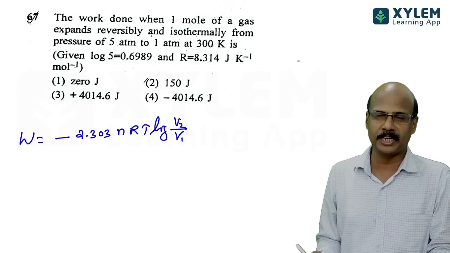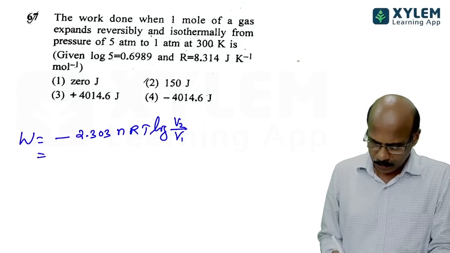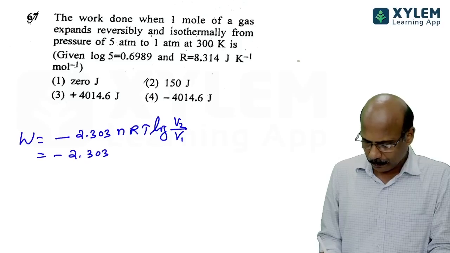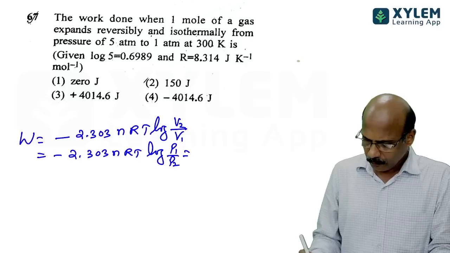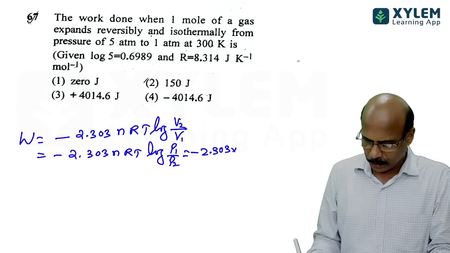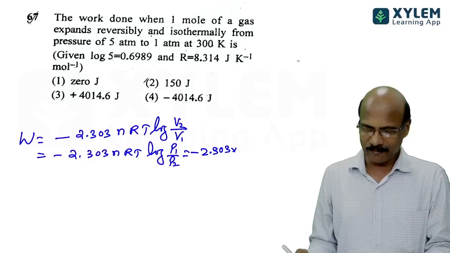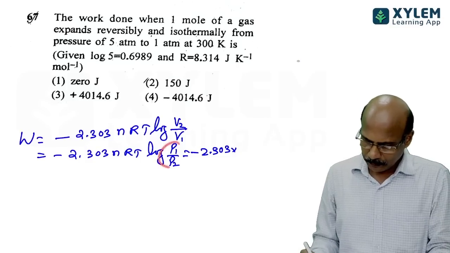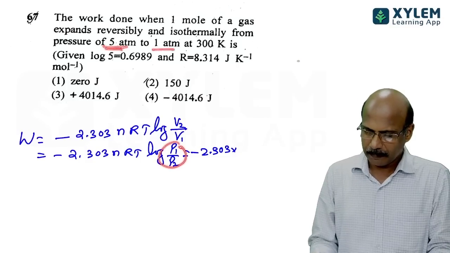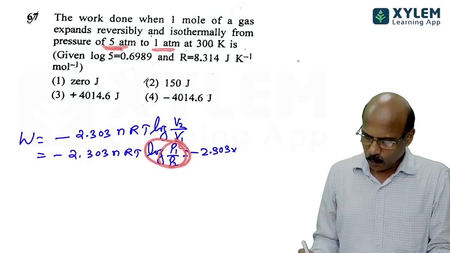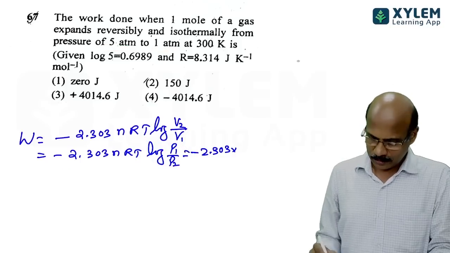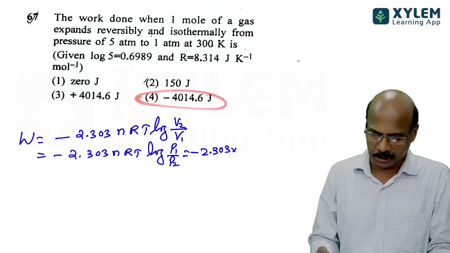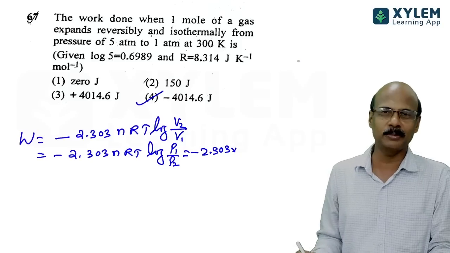So V2 by V1 can be written as P1 by P2 also. The same can be written as minus 2.303 nRT log P1 by P2. Here, minus 2.303 into, you got the answer, right? Why? P1 by P2, P1 is 5 atm, P2 is 1. So log P1 by P2 is log 5, that is a positive quantity. So the negative sign should be in front of it. So the answer is a negative quantity. So the only possible answer is option 4.